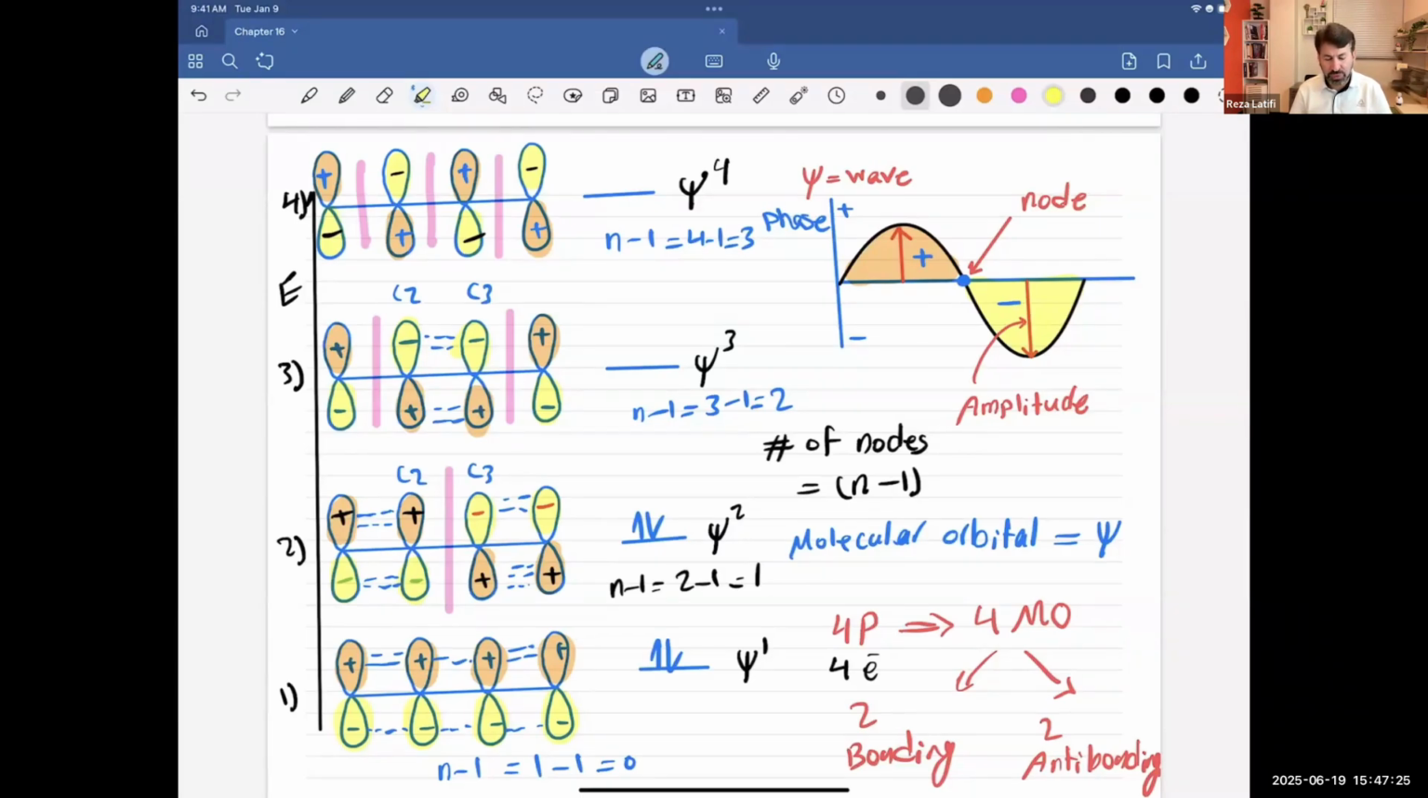As you see, first level, we don't have any node. All orbitals are involved in pi bonding. Second one, we do have one node here. That means between carbon number 2 and 3, there will be no pi bond. And then the pi bond will be between first and second, and third and fourth one.